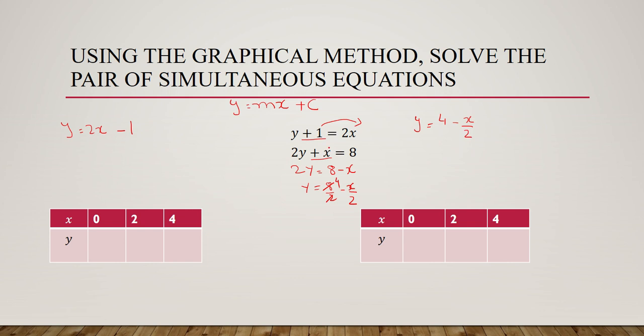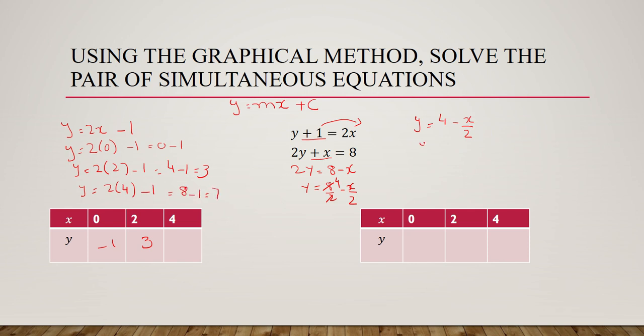Now x, let's come over here. X is 0. Again, I have chosen 0, 2 and 4. You can choose any integer for the value of x. Okay, so y is equal to 2 bracket 0 minus 1. So 2 times 0 is 0. 0 minus 1 is minus 1. Y is equal to 2 times 2 minus 1. So 2 times 2 is 4. 4 minus 1 is 3. Y is 2 times 4 minus 1. So 2 times 4 is 8. 8 minus 1 is 7.